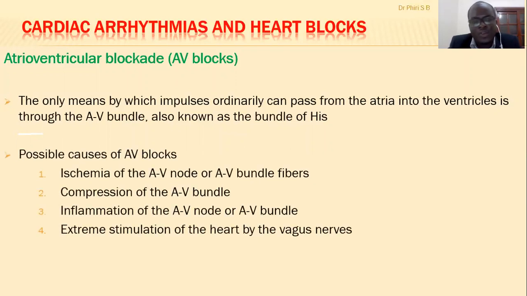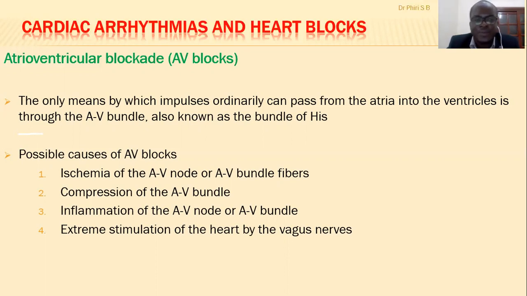So what are the major causes of AV blocks? There are different causes. Sometimes you can have ischemia of the AV node or AV bundle fibers. If you have less oxygen supply, or ischemia of the AV node, it means they're not receiving oxygen or nutrients. That can result in necrosis of the AV node and also the AV bundle. If you have damage to these cells, then they can interfere with the conduction of action potentials, which will bring about AV blocks.